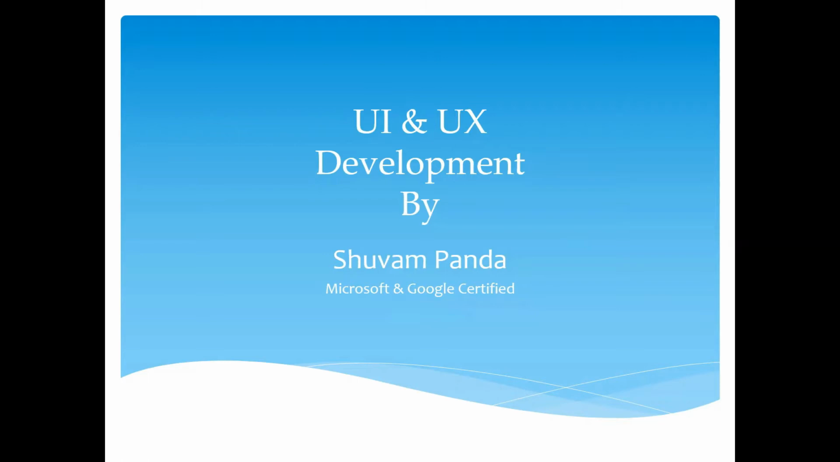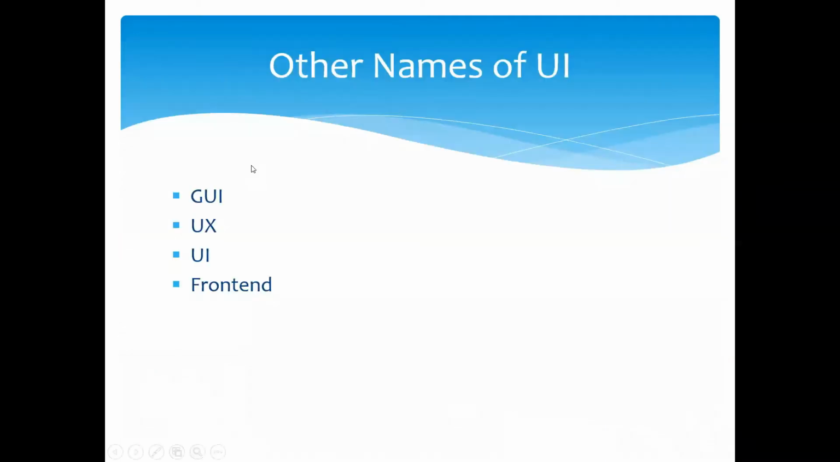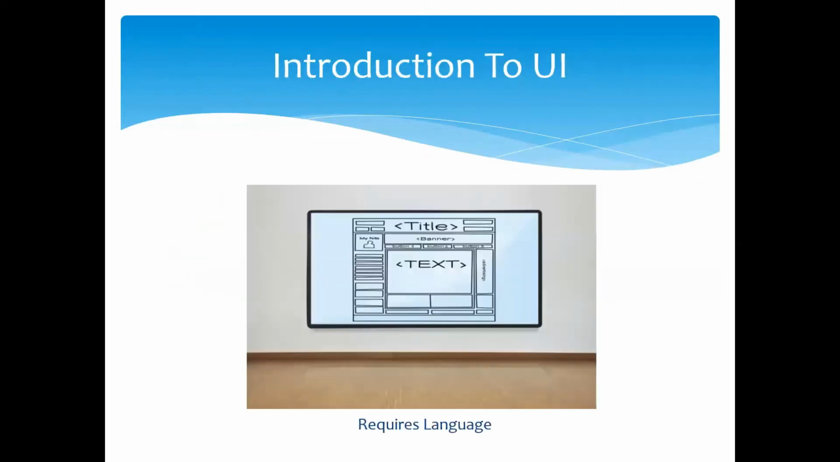Before starting all this, let's learn about what UI is and what UX is. UI stands for user interface, and another name for it is GUI, which stands for graphical user interface. Then there is UX, which stands for user experience. UI, user interface, is also called the front end. Front end means whatever we see and whatever we interact with. All these things we are going to learn here.